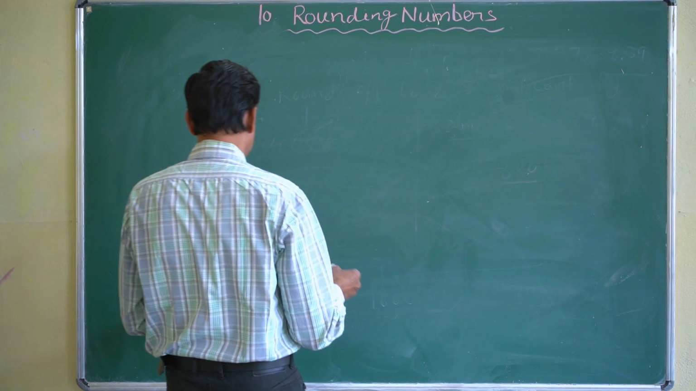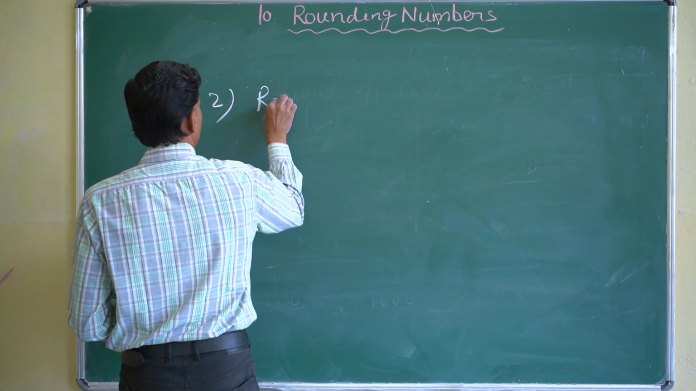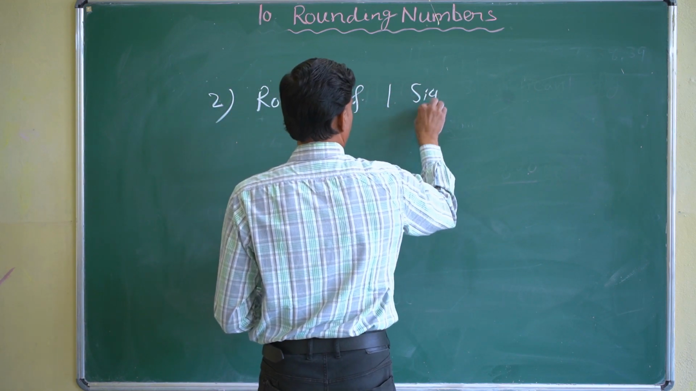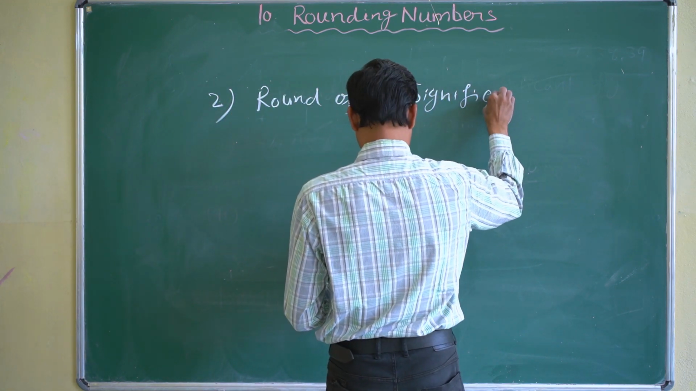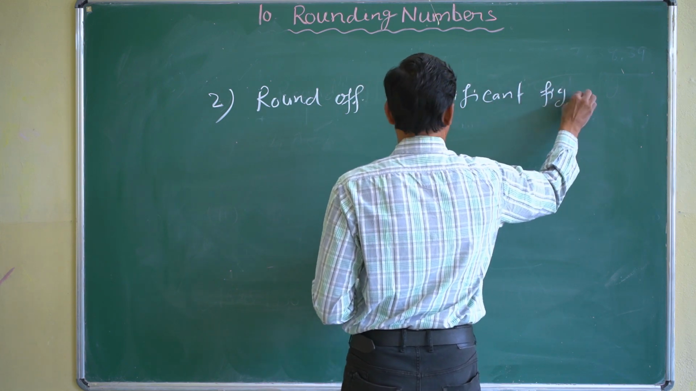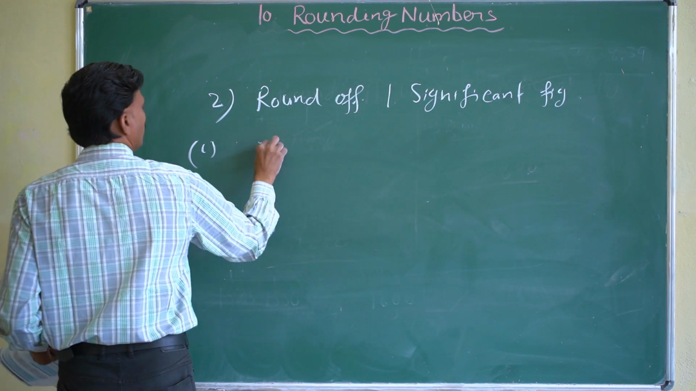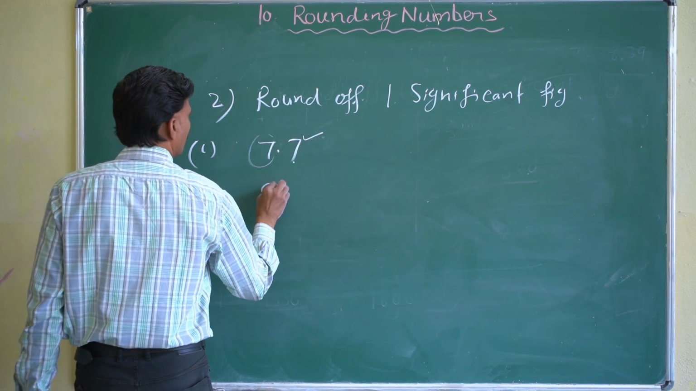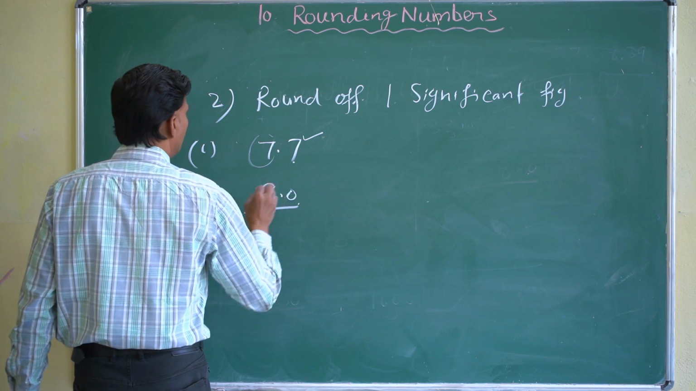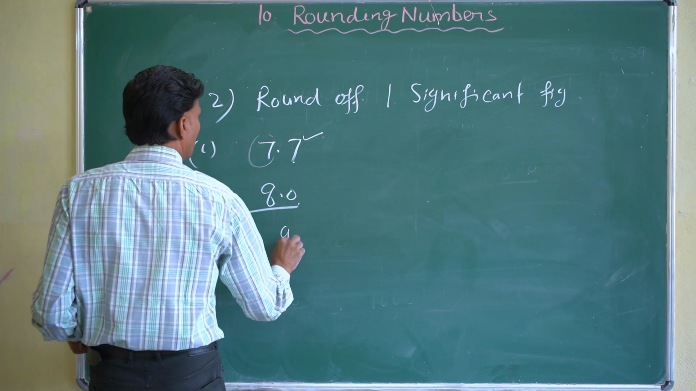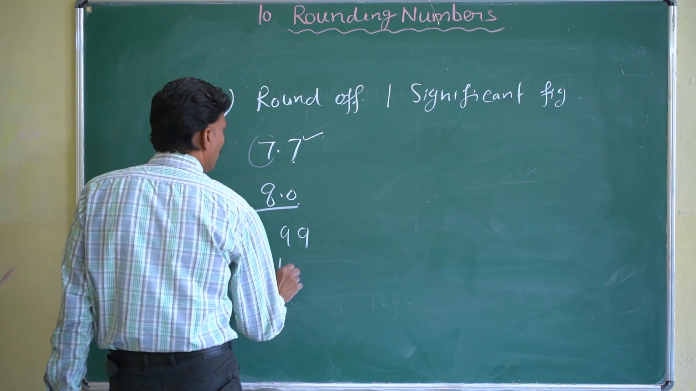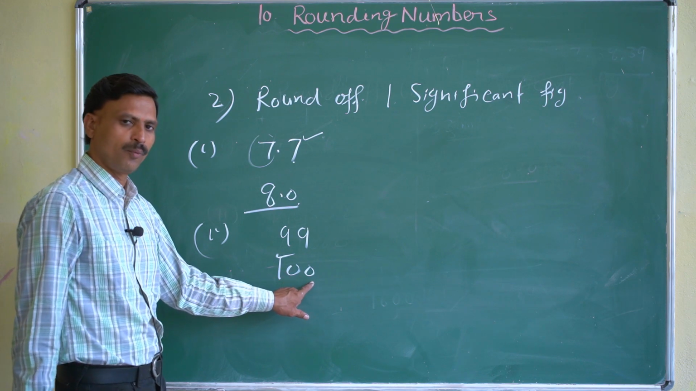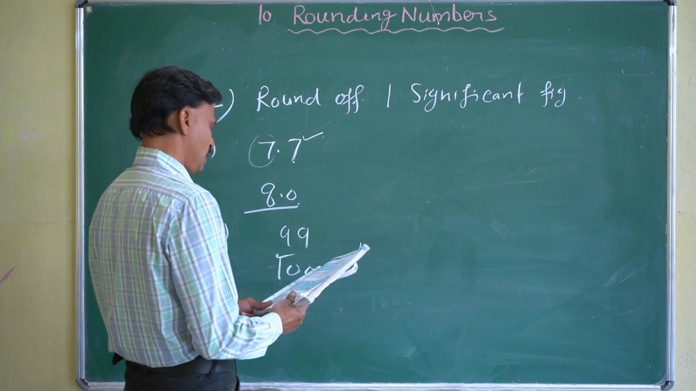One significant figure, second question. One significant figure, that is 7.7. So it means only one digit we want. Since the next digit is 7, the answer will be 8.0 or only 8. The second one is 99, one significant figure. So what will it be? 100, because there is only one digit, the others are 0. So this answer will be 100.